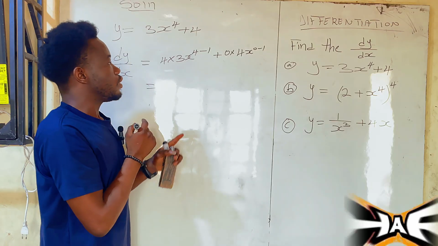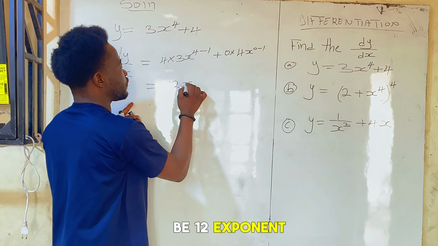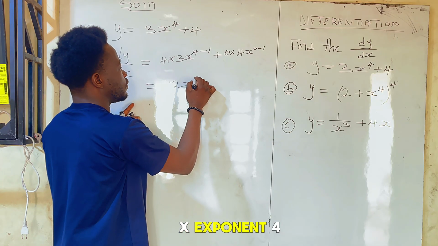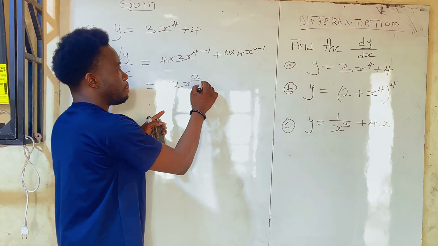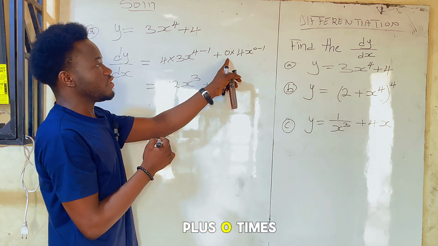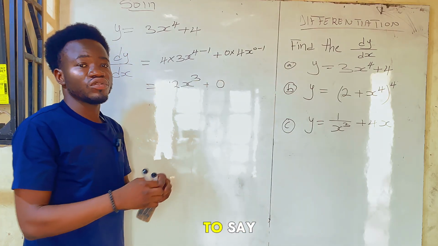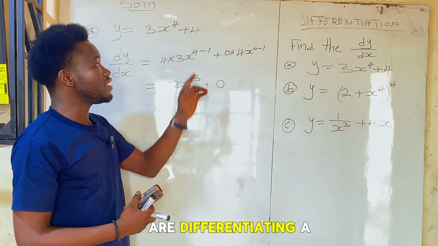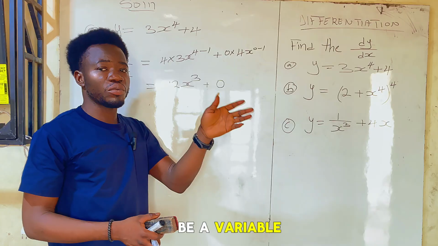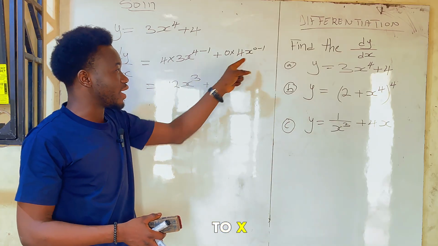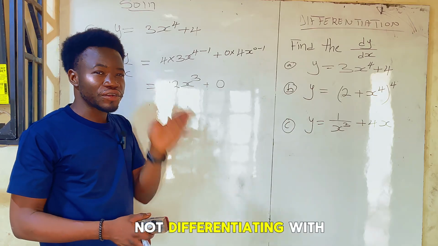We go ahead. 4 times 3 is going to be 12, x exponent 4 minus 1 is 3, plus 0 times this whole function becomes what? 0. That is to say that if you are differentiating a constant, when there's no variable, there might be a variable there, but it is not with respect to x. If there's no x there, then it becomes 0, because we are not differentiating with respect to that particular variable.